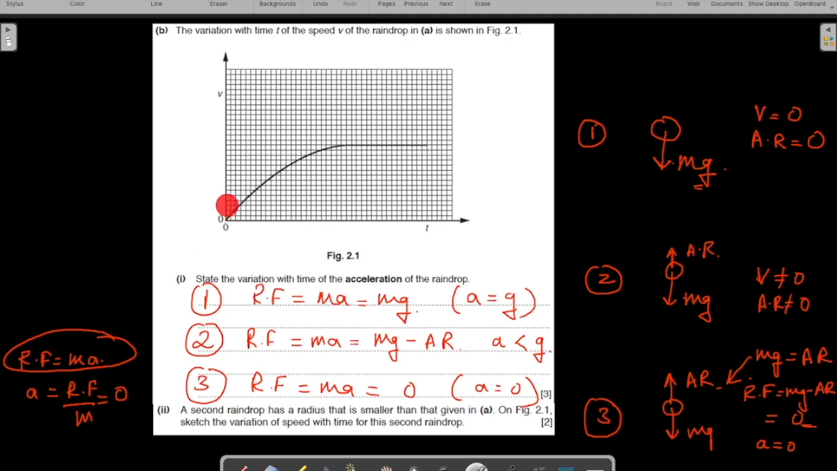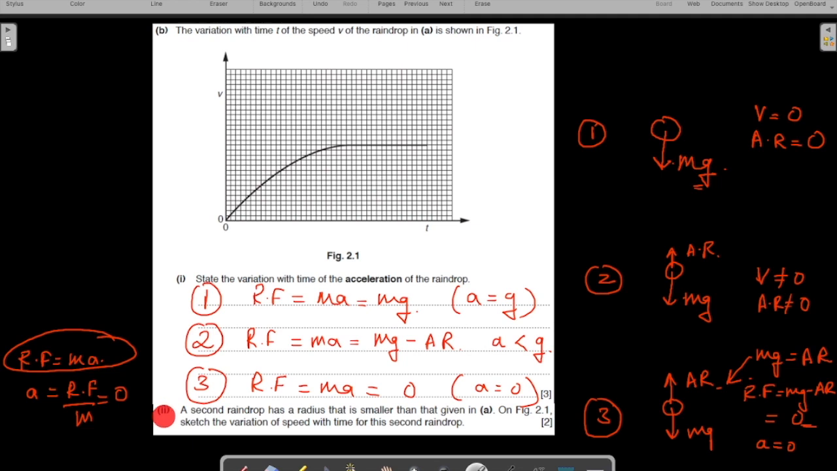Initially the acceleration for free fall would be g. Then the acceleration is decreasing. In this case where there is a downward curve, acceleration is decreasing, and then where there is a flat line, acceleration becomes equal to 0.